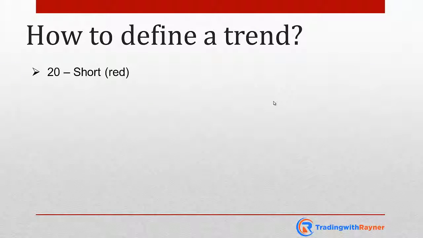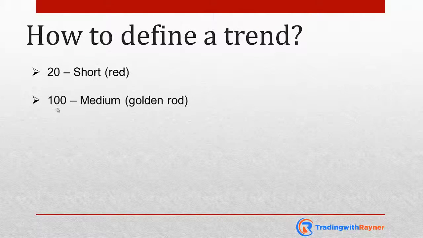So how I'll go about doing it is that we will use 3 moving averages. The first moving average is just a simple 20 period moving average. The second one will be a 100 period moving average. And the third one will be a 200 period moving average. So the 20 period moving average is basically to define for us the short-term trend. The 100 period is to define for us the medium-term trend. And the 200 period moving average is to help us define the long-term trend.